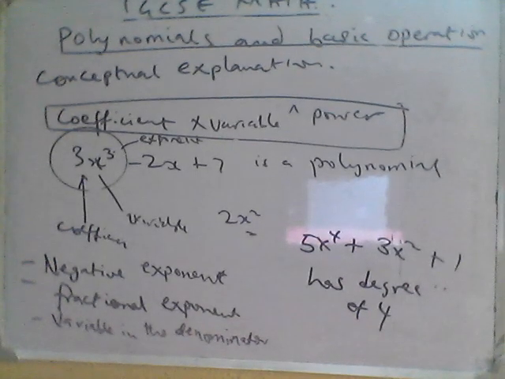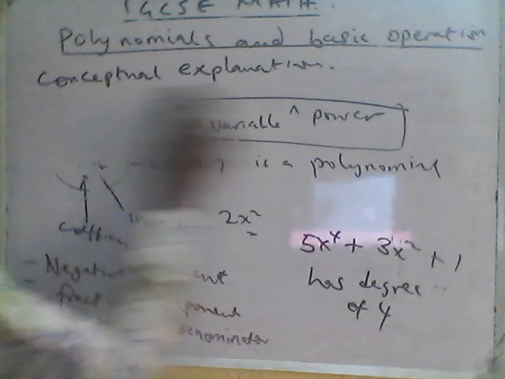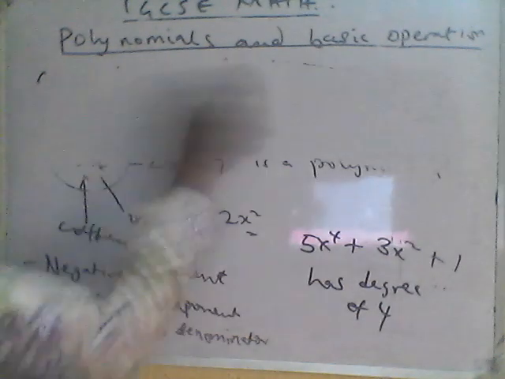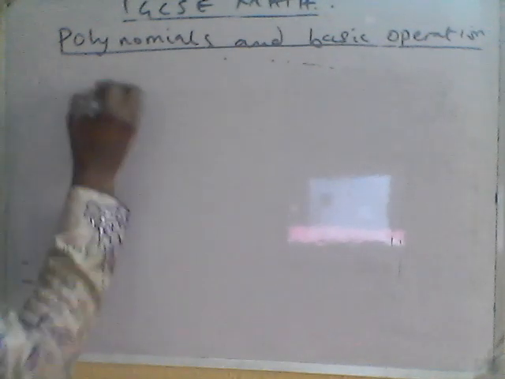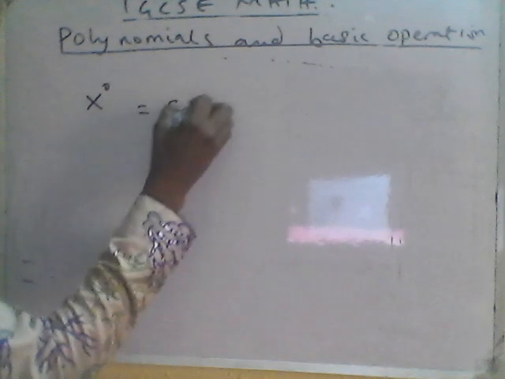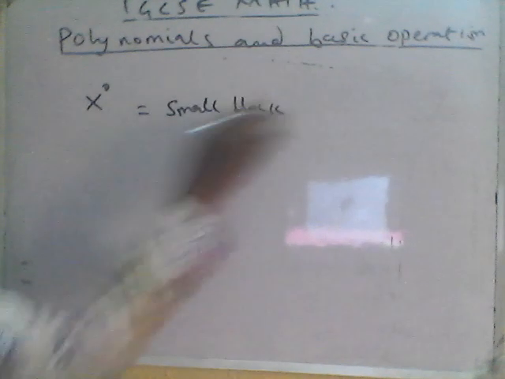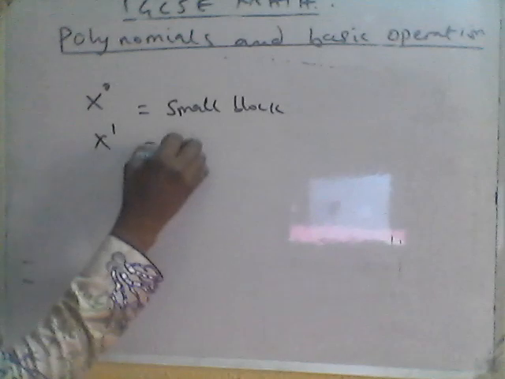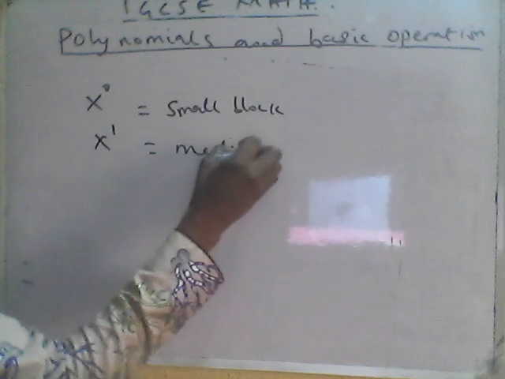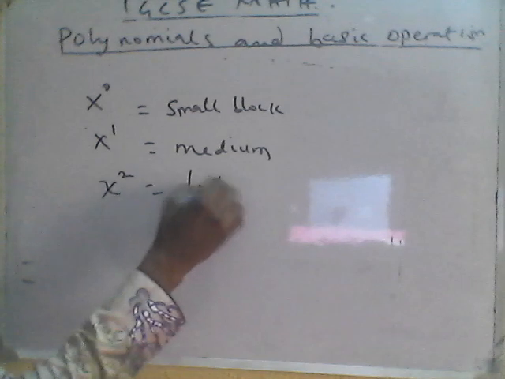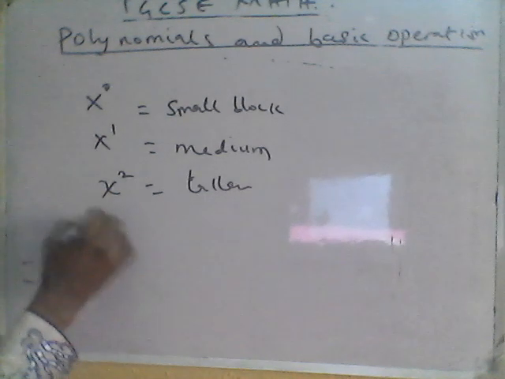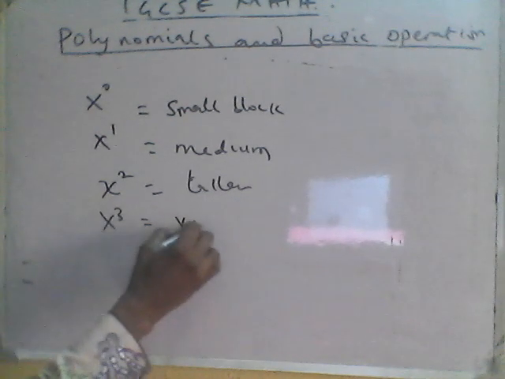So let me just put these thoughts on the board. I say think of a polynomial as building blocks. If I have x to the power 0, this one is a small block. Next one is x to the power 1, it's a medium. x to the power 2 is taller, and x to the power 3 is very tall, and so on.